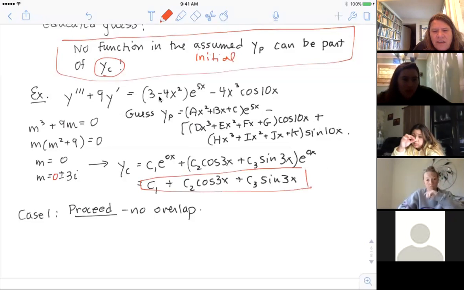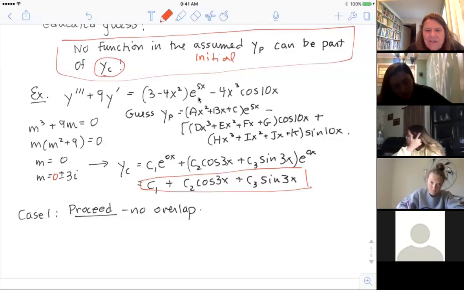I go up here to make my initial guess. That's a quadratic, so (ax squared plus bx plus c) times e to the 5x, minus, this is a cubic polynomial. I'm going to put in dx cubed plus ex squared plus fx plus g, times cosine 10x plus sine 10x. That's what I have to do. I have to get a combination of sines and cosines there.